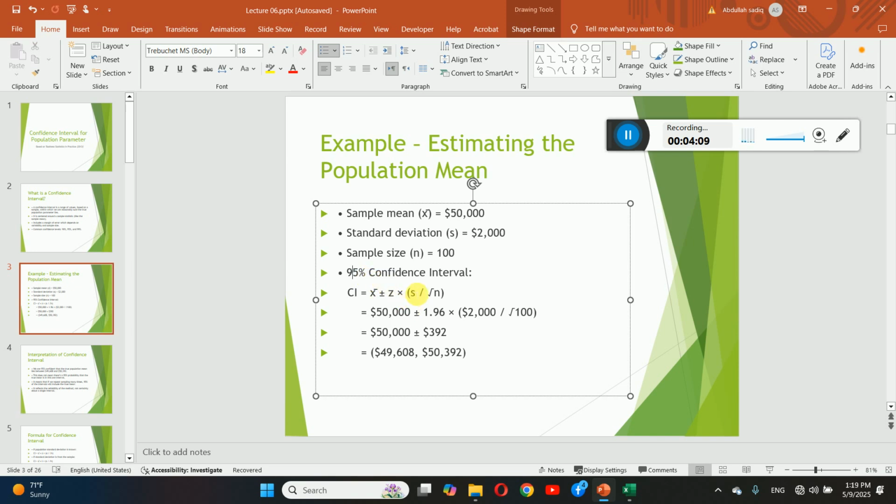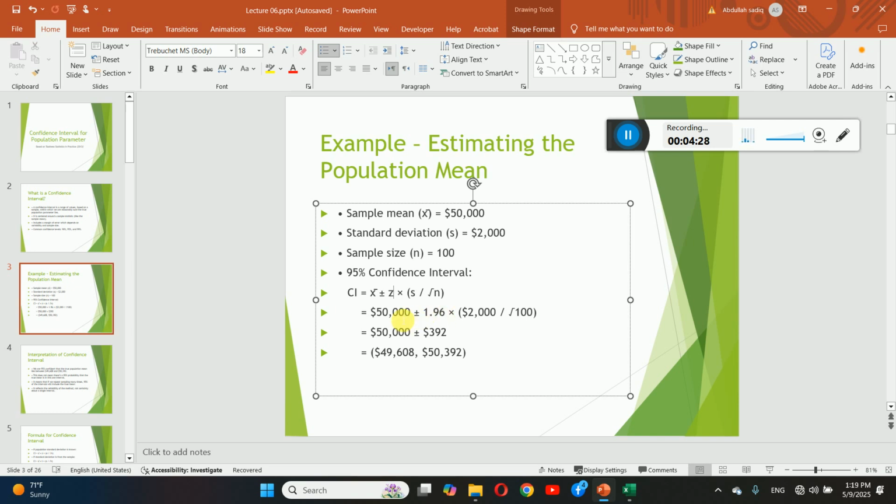Then you can have 0.025. It means the critical value, which is the z value, you can find out in the table. Inshallah, I'm practically teaching you how to find this value. Once you have this value and the standard deviation value, just take the square root of the sample size and plug in all these values.